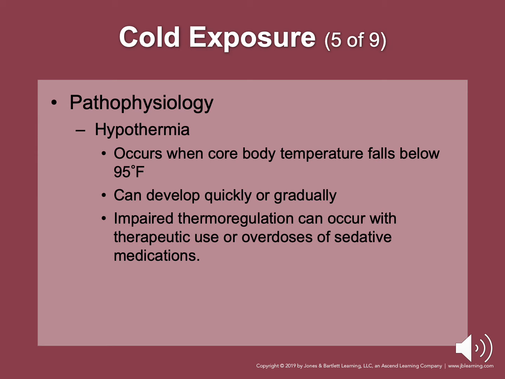Hypothermia occurs when body temperature falls below 95 degrees Fahrenheit. The body can regulate its temperature and generate body heat, but many body functions begin to slow down as cold exposure continues. It can develop quickly or gradually. Temperature does not have to be below freezing for hypothermia to occur. It is more common among geriatric, pediatric, and ill patients. Alcohol is a common contributor to hypothermia. Impaired thermoregulation can occur with therapeutic use or overdoses of sedative medication.